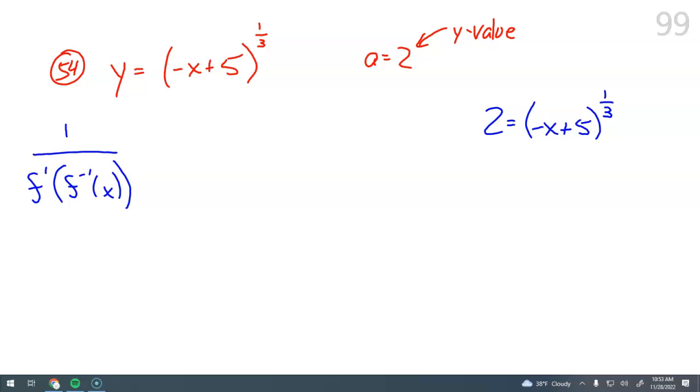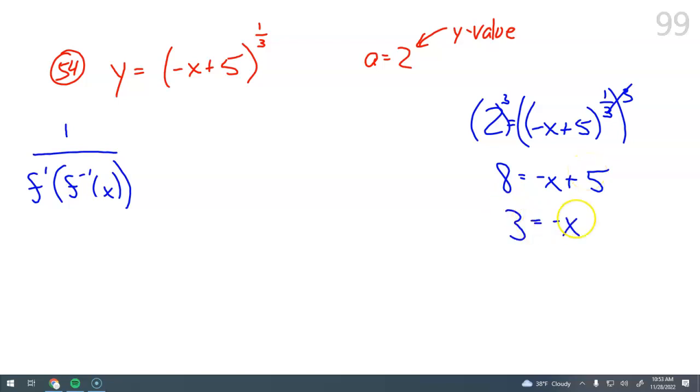So if I were to solve this, what do we do first to both sides? I would cube everything, because if I cube that, those go away. And I can cube that and get 8. So that 3 equals -x if I bring the 5 over, right?